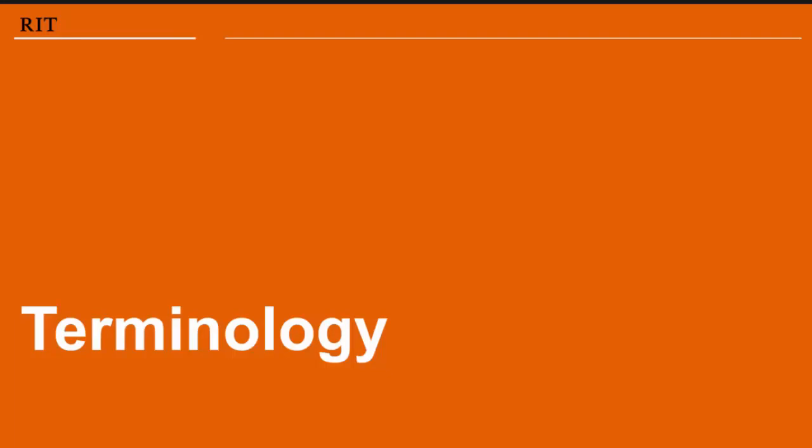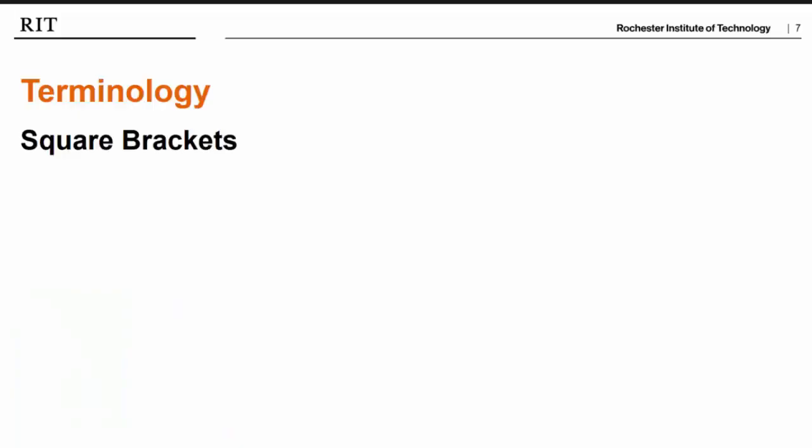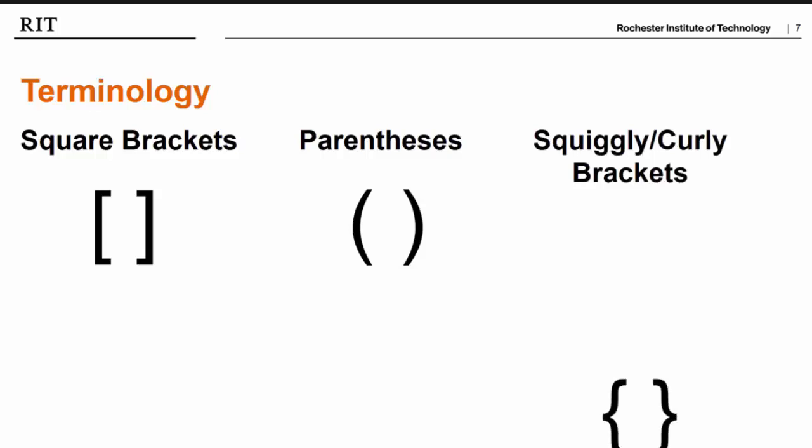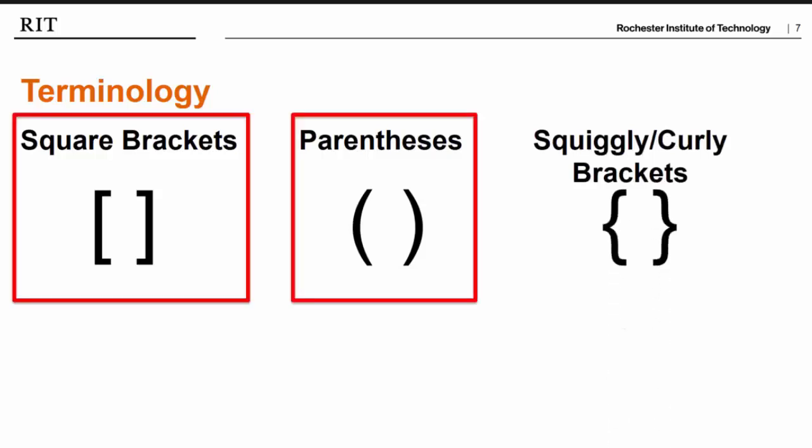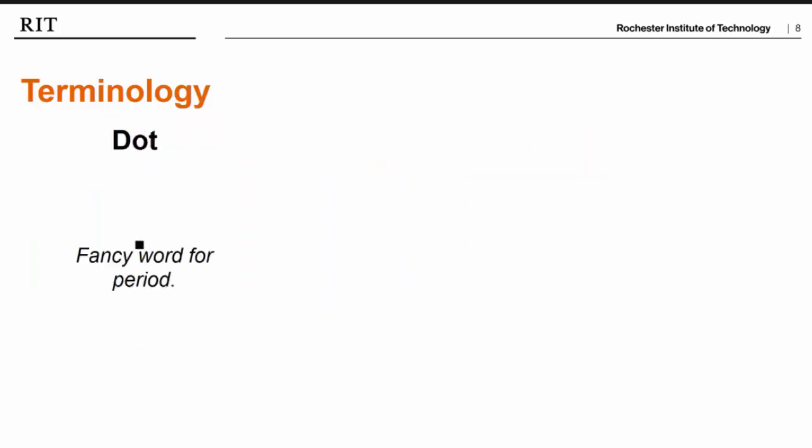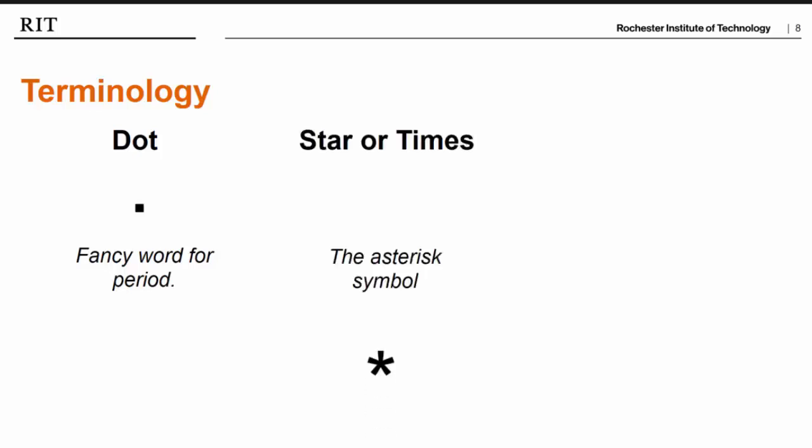To briefly go over some of the terminology we're going to see today, we're going to review some brackets. So we have square brackets, parentheses, and squiggly brackets. Today we're going to see both square brackets and parentheses make an appearance. You're going to hear the word dot a lot. It's a fancy word for a period. You might hear star or times. For that, we'll be using the asterisk symbol.